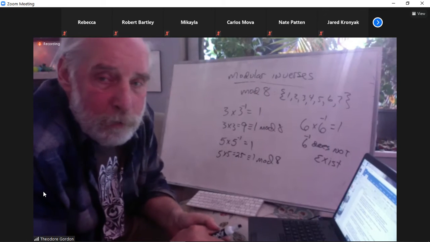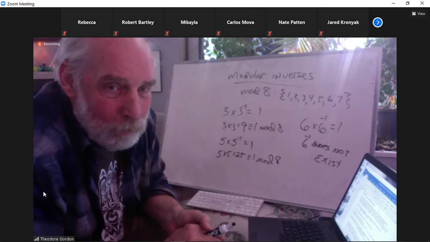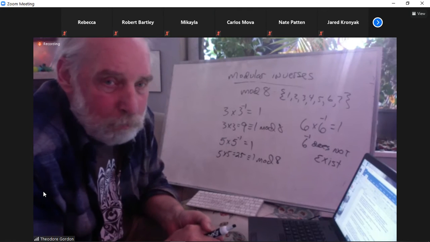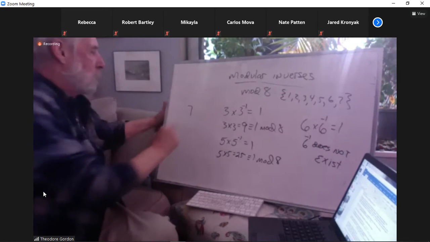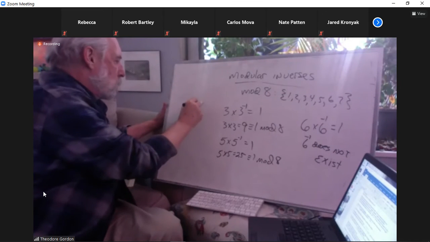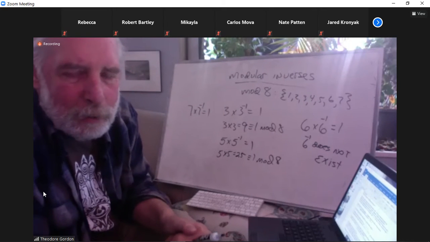This is why when we do crypto systems, you don't use numbers that aren't prime. It might decode and not even exist. How about 7? Does 7 have an inverse mod 8?